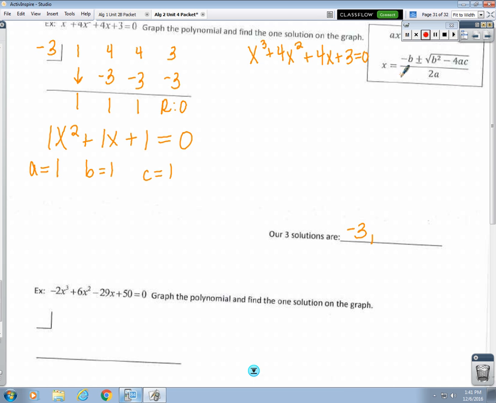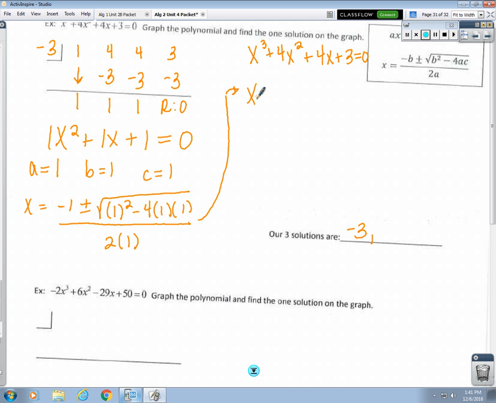Now I plug them into the quadratic formula, so it'll be x equals negative 1 plus or minus the square root of 1 squared minus 4 times 1 times 1 all over 2 times 1. Every single letter gets a 1 plugged into it. Now I start simplifying. I'm going to bring the work up here just so I have room. It ends up being x equals negative 1 plus or minus the square root of what? Negative 3 all over 2.